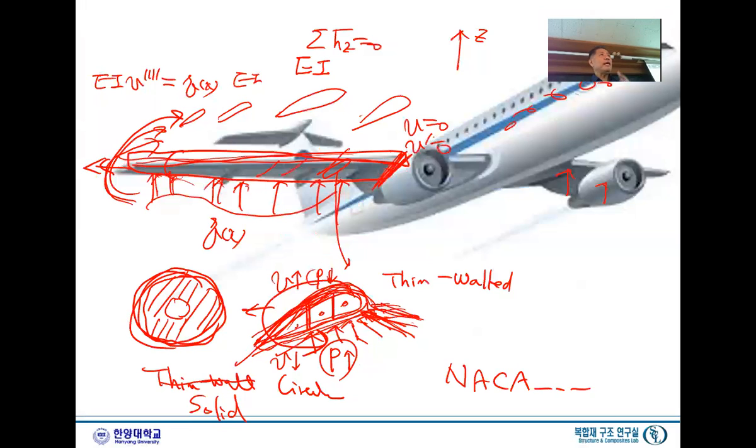Actually, when they design in Boeing and Airbus, they really use this equation as a force approximation. This force approximation gives us about 90% of all real airplane behavior. So you understand how important the beam theory is.